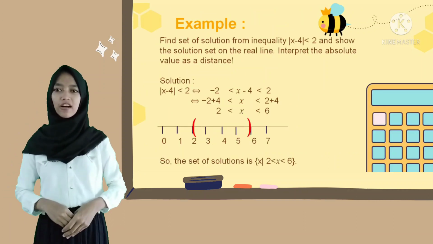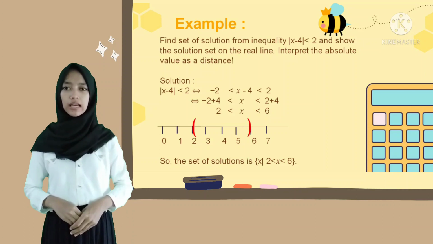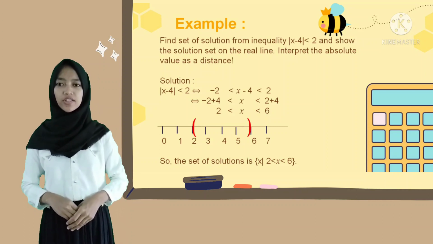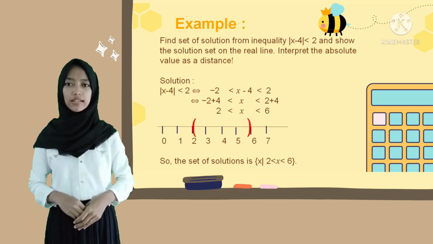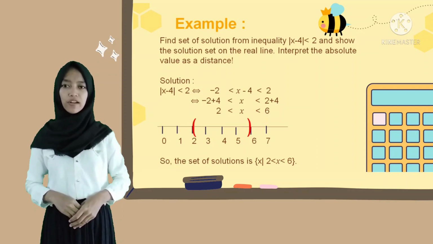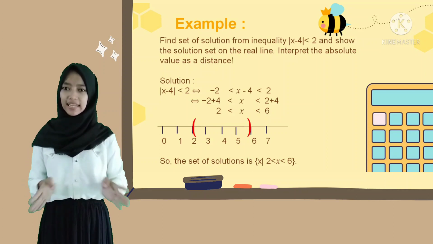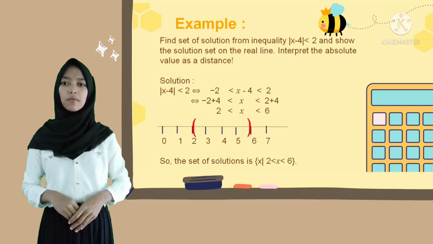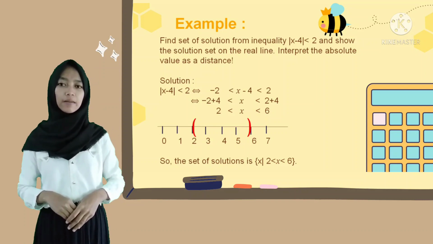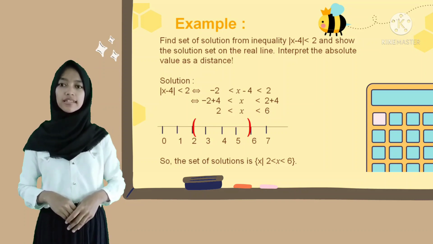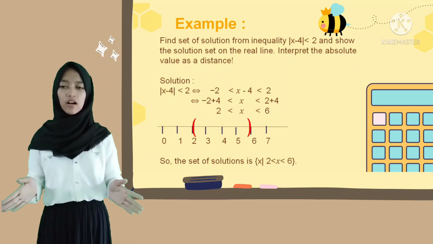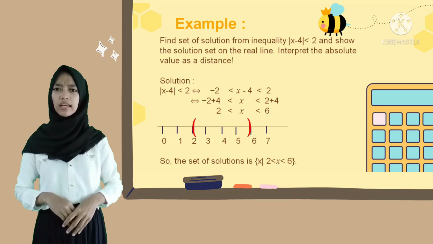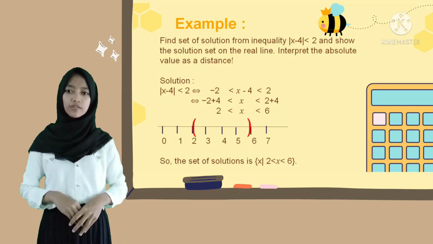Example, find the solution set of the inequality absolute value of x minus 4 is less than 2, and show the solution set on the real line, interpreting the absolute value as a distance. Okay, for the solution in the form of distance, the symbol absolute value of x minus 4 expresses the distance between x and 4. Therefore, the inequality says that the distance between x and 4 must be less than 2.